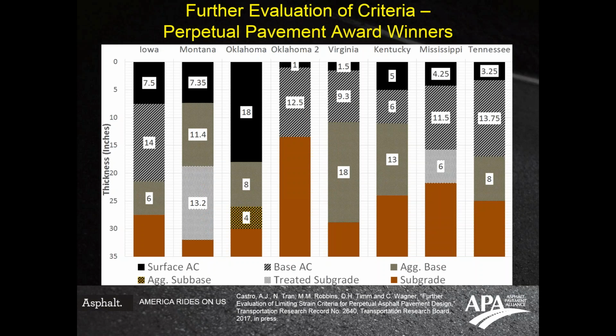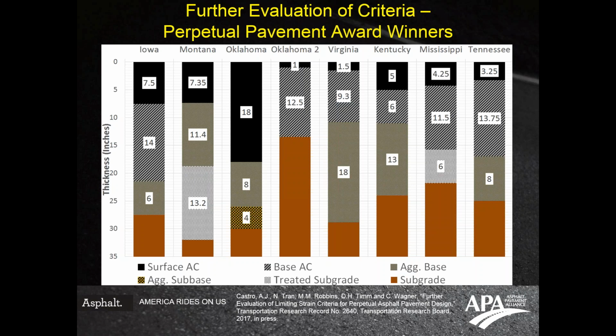Everything I've talked about so far, in terms of those strain levels, was based on NCAT test track data, which is good, but it's one climate, one set of loading conditions, a limited set of materials, and so on. So we wanted to do a validation study to look at existing perpetual pavements, perpetual pavement award winners, as an extension of this earlier work.